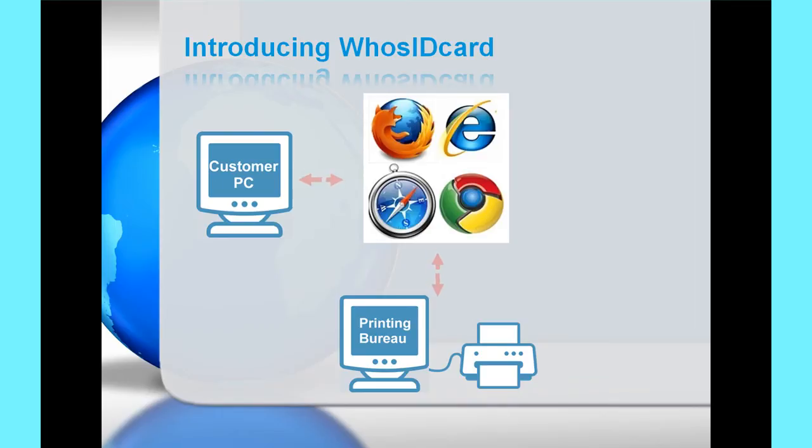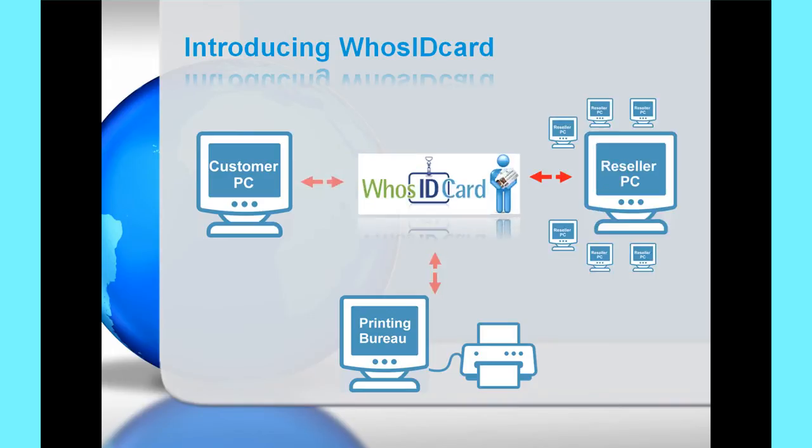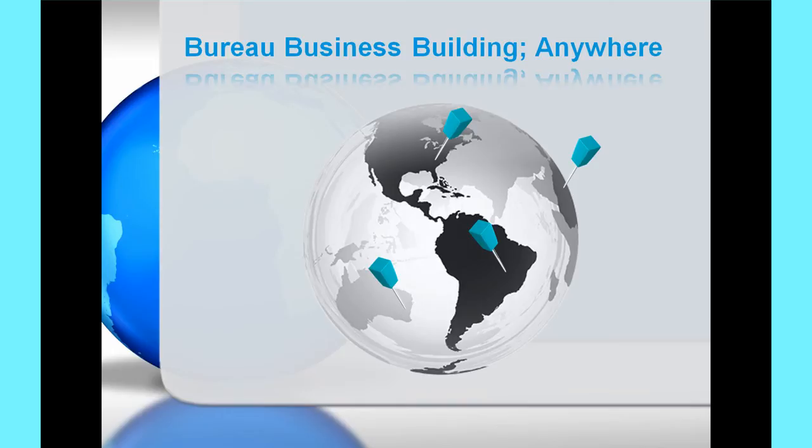More importantly, it means less time by bureau operators to manage small to medium-sized sales. With WhosIDcard, photo bureaus can also build new sales channels by setting up resellers. Resellers can now offer a photo ID card service to their customers without the need to invest in new printers. And the exciting part is bureaus can build their business anywhere around the globe, anytime.